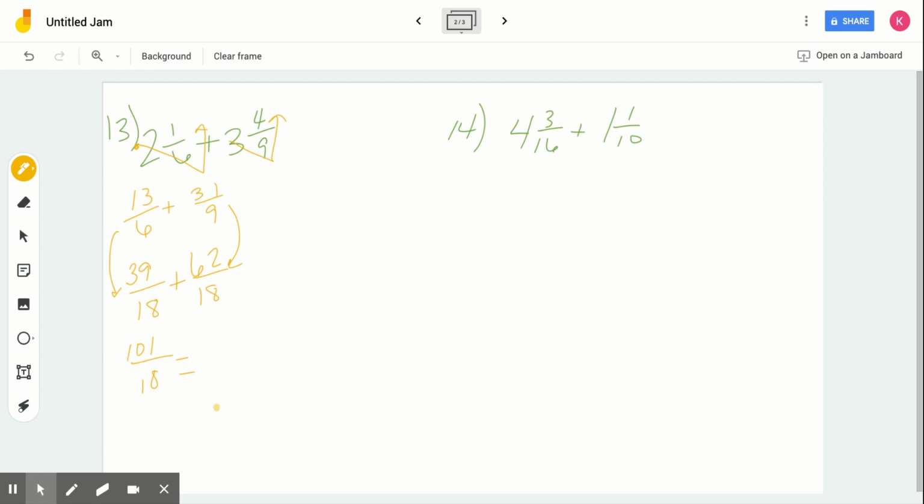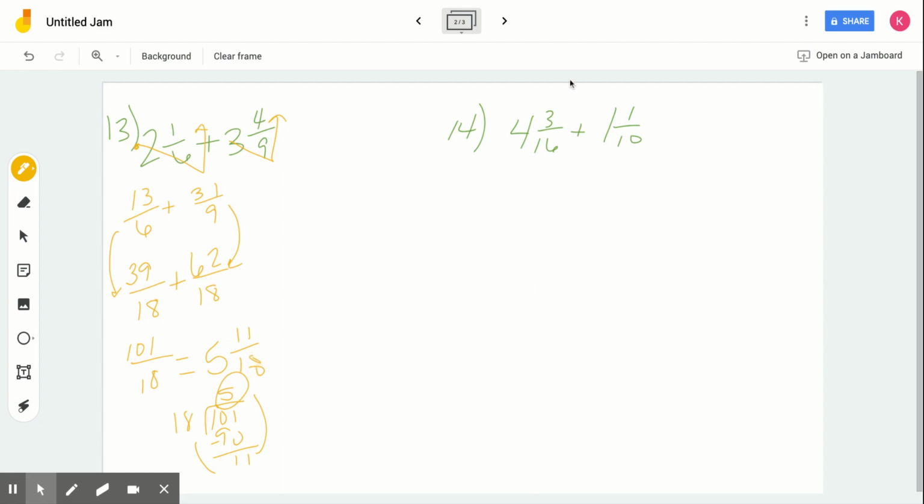Now again, we'd put this numerator inside the division house. And when we would divide this, 18 goes into 100 5 times. 18 times 5 is 90. When we subtract, we get 11 left over. So we would have 5 and 11/18 here.